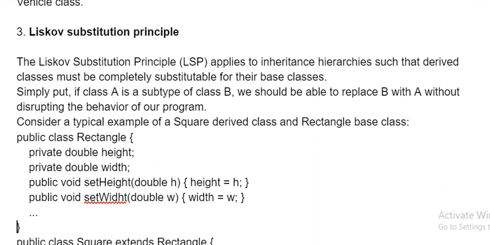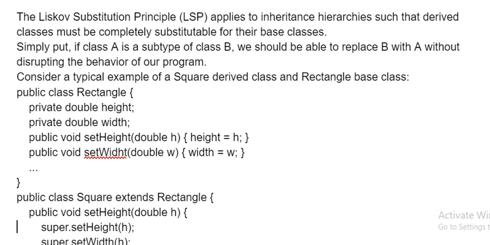The third one is Liskov substitution principle. The Liskov substitution principle applies when we have parent class and child class, and it says that the derived classes must be completely substitutable for their base class. In other words, if a class A is a subtype of class B, we should be able to replace B with A without disrupting the behavior or functionality of our program. The example we can take is that we have 2 classes, Square and Rectangle.